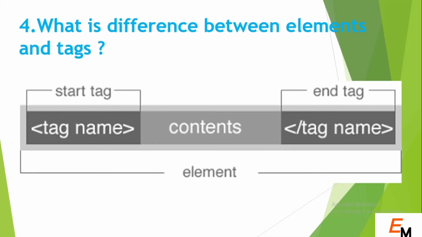So the fourth question is, what is the difference between elements and tags? In this question people normally get confused about the difference between the two. As you can see on screen, a tag is normally defined as a starting tag and an ending tag. But if you talk about an element, then an element is the combination of the starting tag, content and ending tag, as you can see on screen.